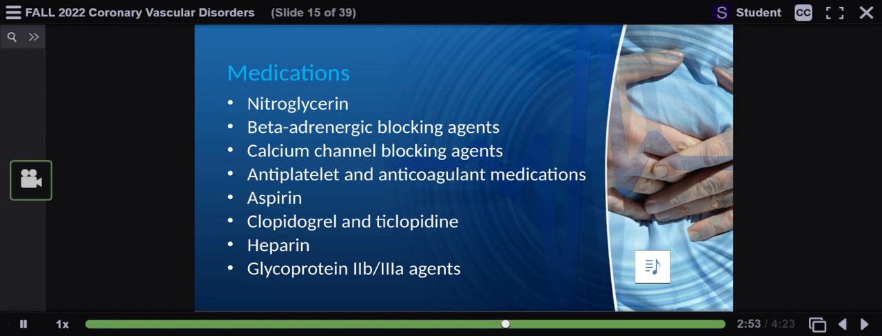Next, antiplatelet and anticoagulation medications are also important. Give me an example of your antiplatelets. These are your aspirin. We do have the P2Y12 or adenosine diphosphate receptor antagonist. The most common example of this is your Plavix or clopidogrel. These are antiplatelet medications and they're given to prevent platelet aggregation and subsequent thrombosis, which impedes blood flow through the coronary arteries.